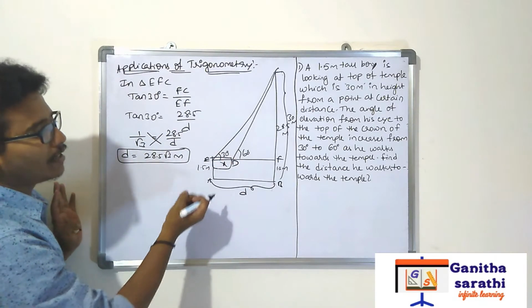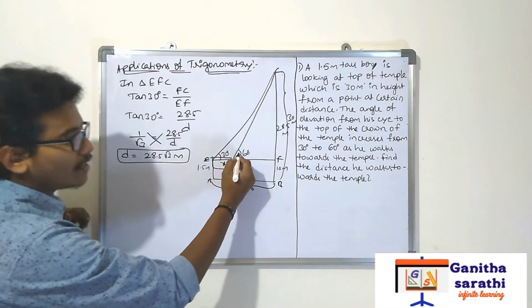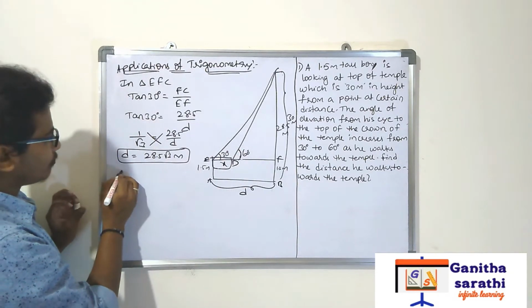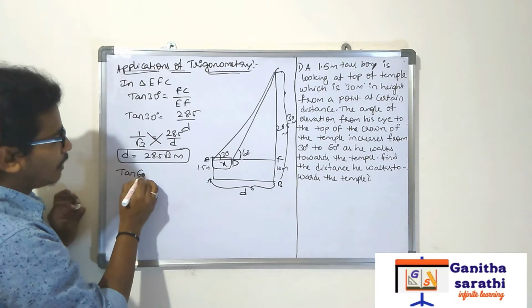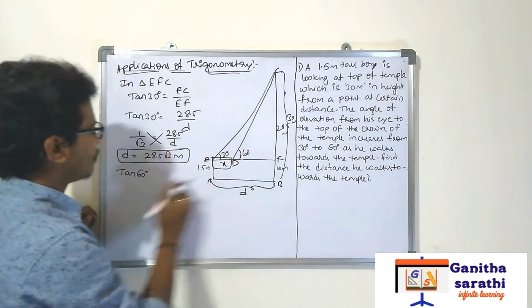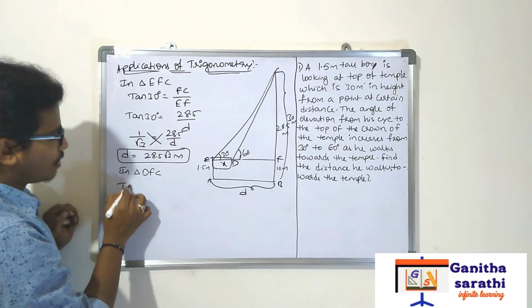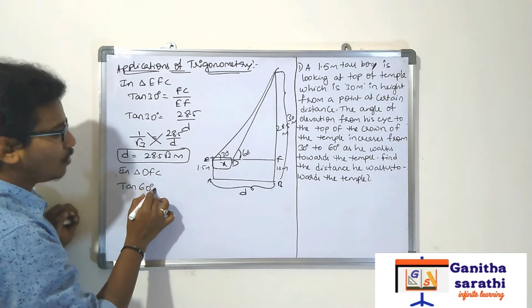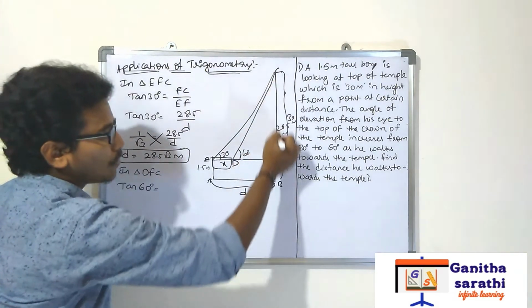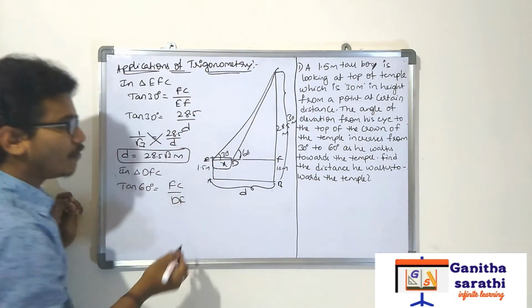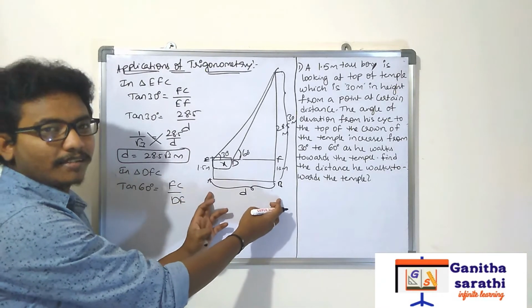How will we find the x value? Take tan 60. In which triangle can you take it? In triangle DFC. Tan 60 is equal to the opposite side by the adjacent side. The opposite side is FC and the adjacent side is DF. We don't know DF. How will we find DF? The total distance is d.